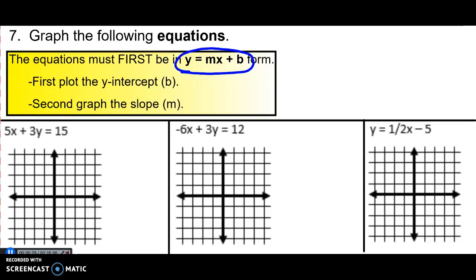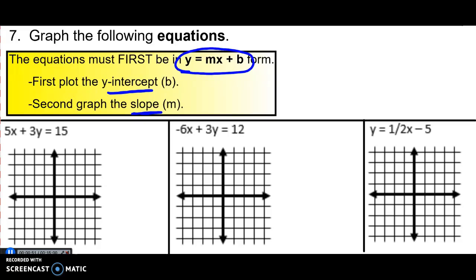y-intercept. Now when we graph, the first step is to plot the y-intercept. That's the first step. You find the y-intercept on the y-axis. Okay, the second step is to graph the slope. Okay, that's the m, that's the coefficient of x. And remember, we kind of call that the rise and the run.